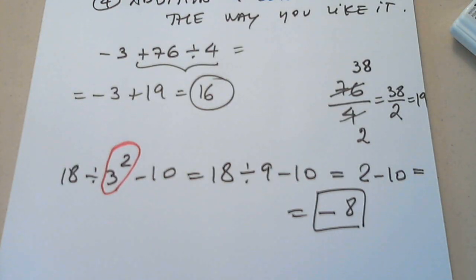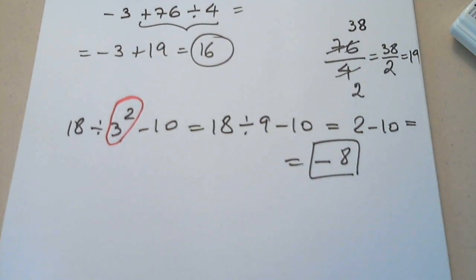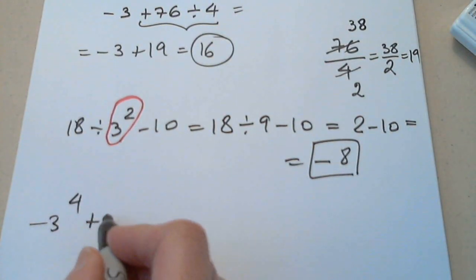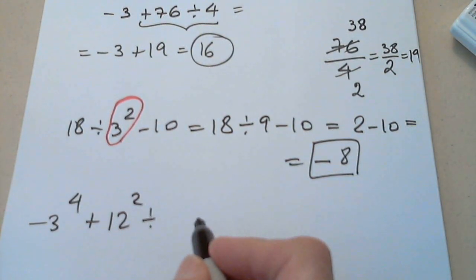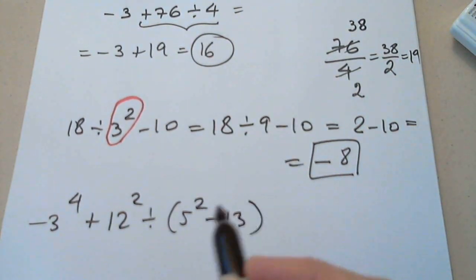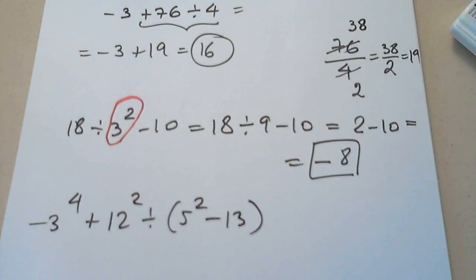Okay. Good, moving on. Let's get to examples that are a little bit more sophisticated. These are very simple. Same thing. Okay, this is where I wanted to get to. So I'm going to copy this. -3 to the 4th power plus 12 squared divided by, in parentheses, 5 squared minus 13. Good. So let's take a look.